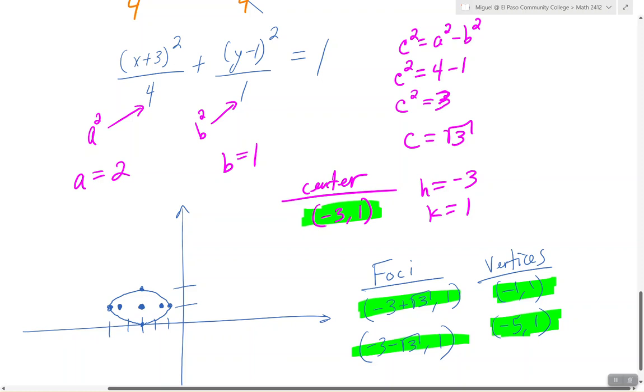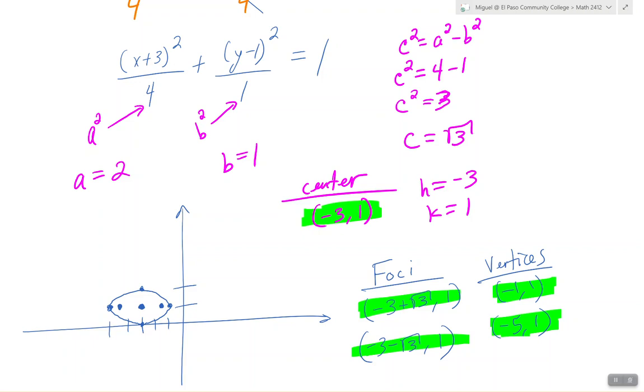So most of the work is really just getting into that standard form. But once you get here, everything else is pretty straightforward. You have A, you have B, you can find C, and that gives you everything you need, right? A to find the vertices, the center, of course, will be in your equation. A to the left and right gives you the major axis vertices, and then of course B is your up and down on your minor axis.